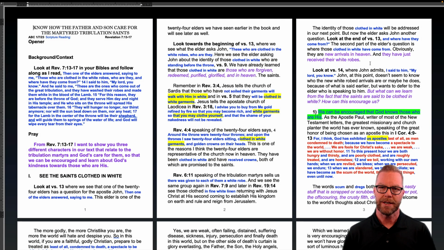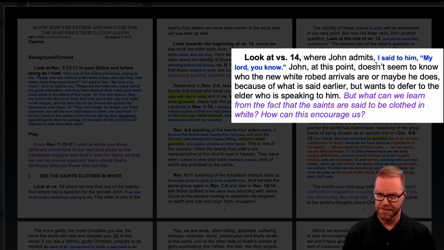Okay, so we know this. We go back, that's the case. They have come to Christ somewhere from the beginning of the tribulation to the end of the sixth seal judgment and been martyred, which is pretty amazing. But John admits, maybe John knows and doesn't want to say anything, but probably doesn't know. So he asks the elder, and now I just ask a question here.